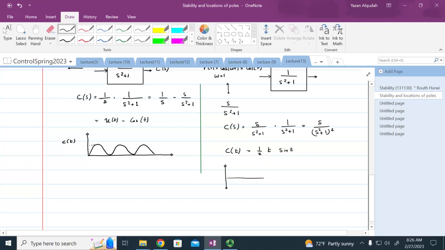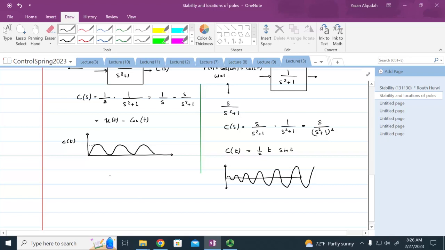And therefore, what does the output look like? Excellent. It's going to continue to grow. It's going to look like an oscillatory response that is going to continue to grow. Is that clear? Makes sense? So therefore, in this case, we call the system marginally stable.